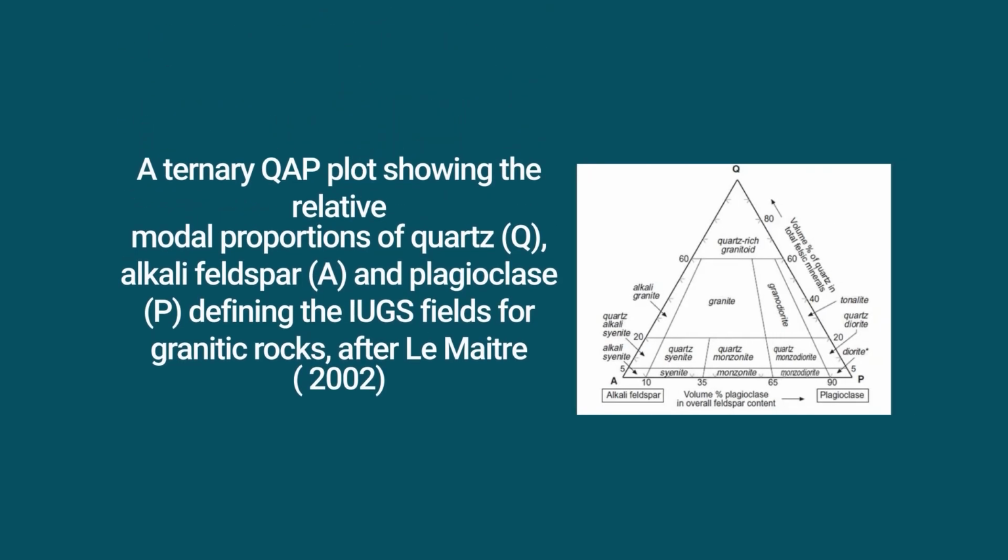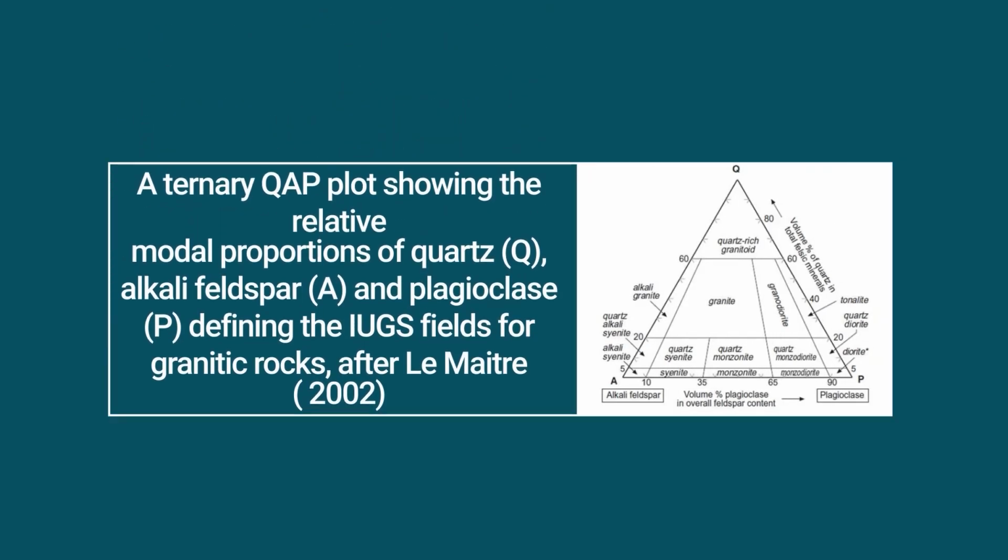A QAPF diagram is a diagram for classification of igneous rocks where Q stands for quartz, A stands for alkali feldspar, P stands for plagioclase feldspar and F stands for foids. So, it is two double triangles where the AP plane is shared, and this is commonly used for classification of igneous rock based on chemical composition.